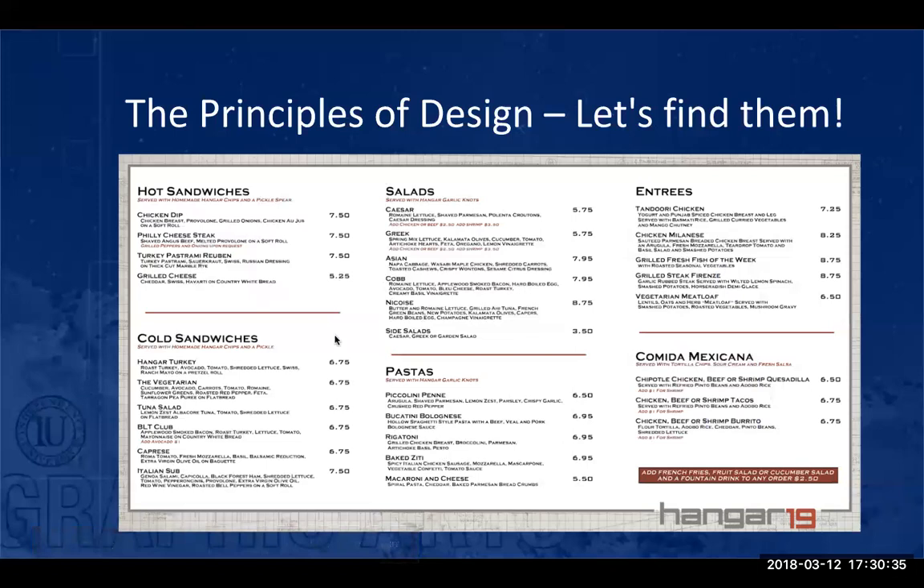And so there is a proximity. They didn't say, well, we'll put hot sandwiches and then we'll put salads and then we'll put pasta and then we'll put the cold sandwiches over here. So they realized that there should be a proximity of keeping the sandwiches together in the same column as well.